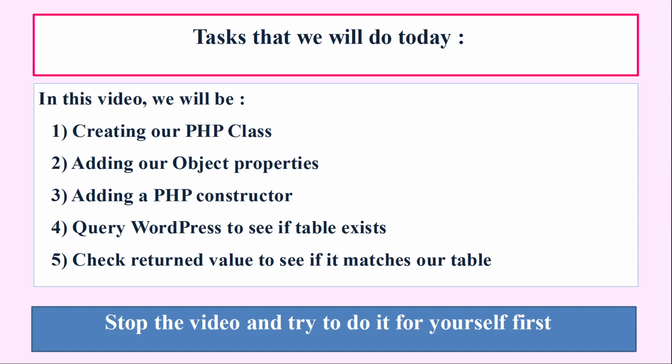I'm going to be making our constructor, and then I'm going to be adding one method that checks to see if our WordPress table exists or not, and then checks that return value to see if it matches it. Because then what we can use, if you remember back to my template, is that I can create those table alerts to see if the table's been added, to see if the data's been added, and things like that. Okay, so stop the video and have a think about how you want to do these tasks. Try and do these tasks for yourself, and then watch how I've done them.